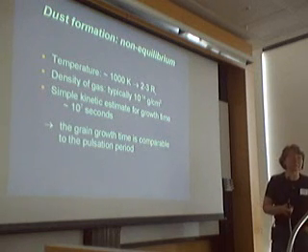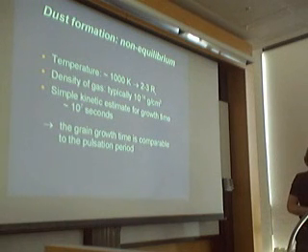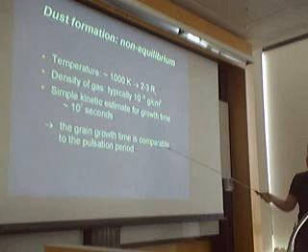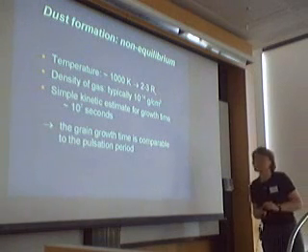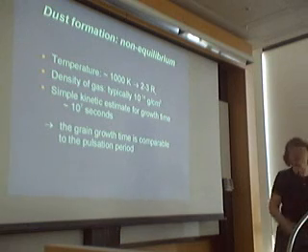And a year is a typical time scale for the pulsation, for instance, of these stars. And so the conclusion is the grain growth time is comparable to the pulsation period, and this is why you need to do all this non-equilibrium time-dependent dust formation.